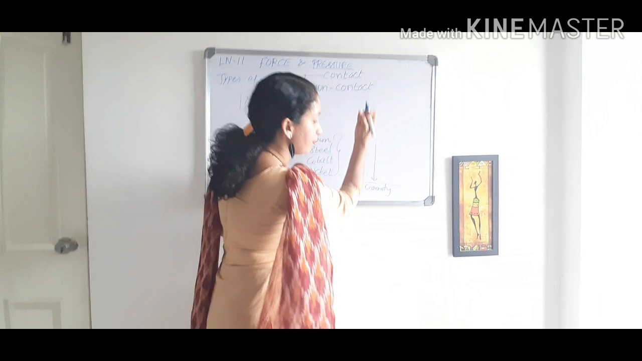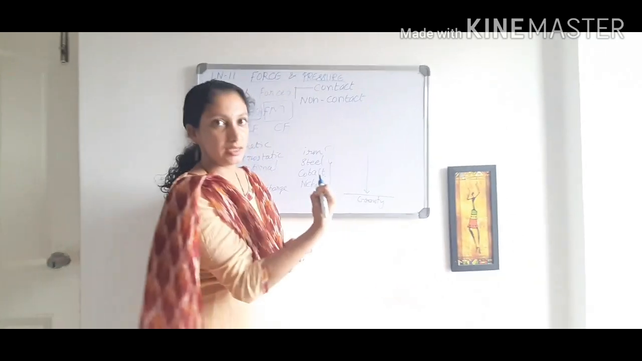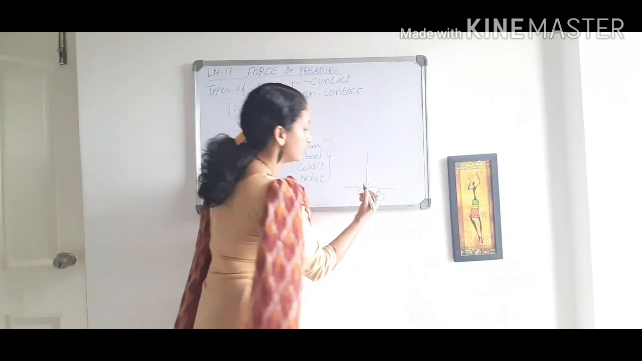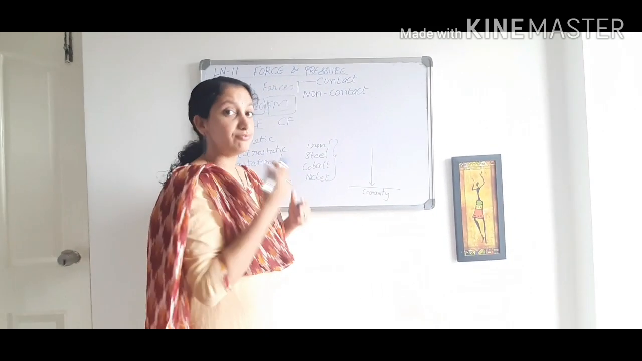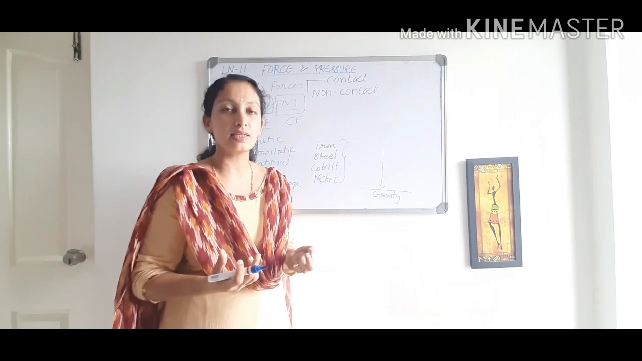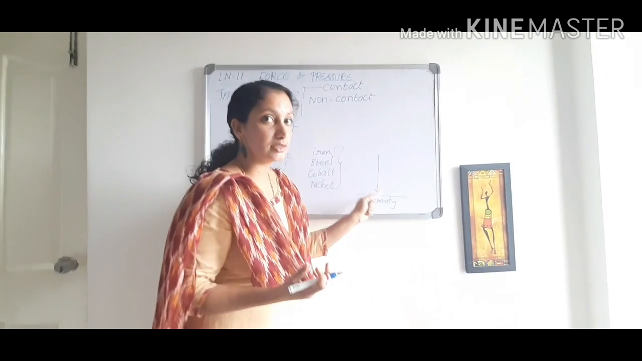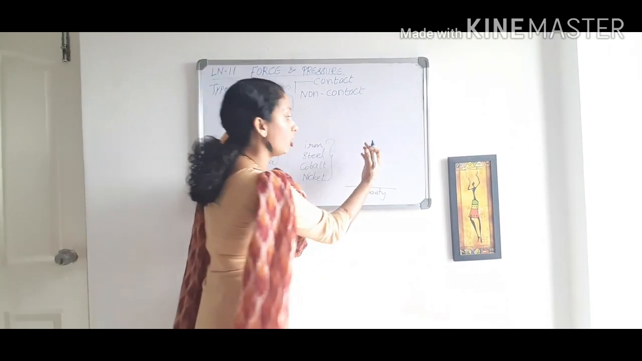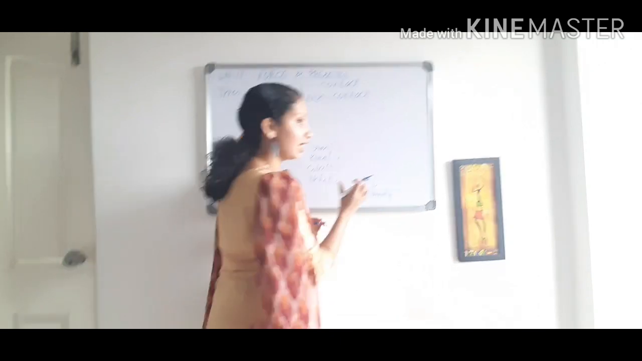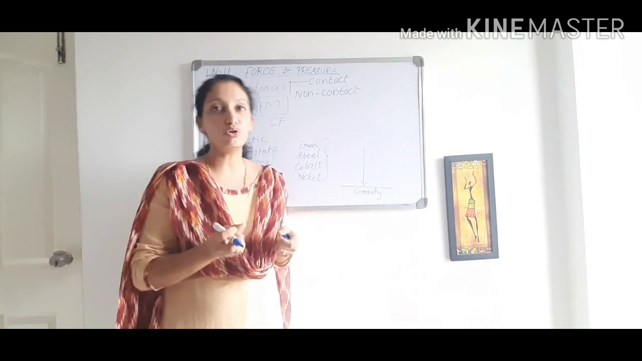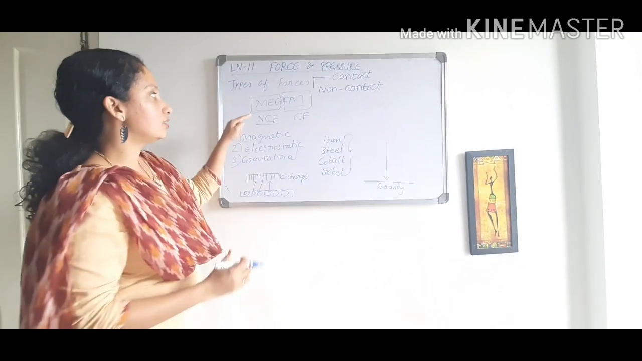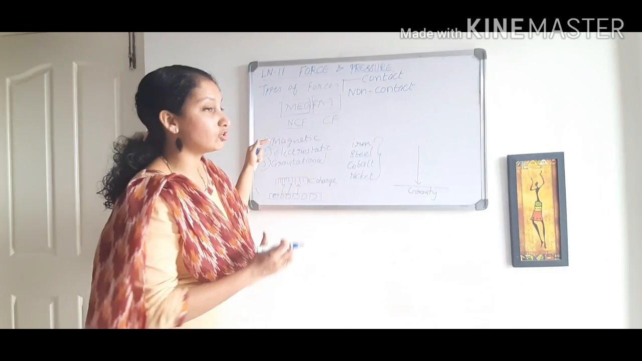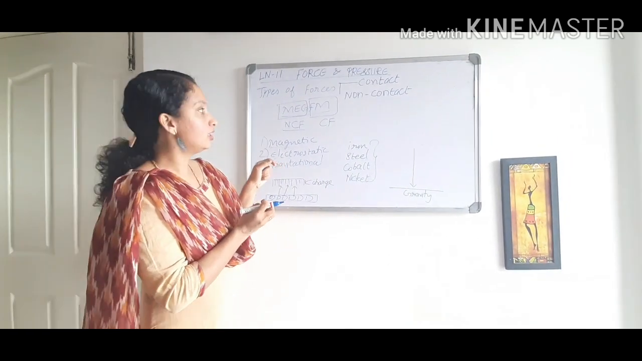So the objects are pulled towards the earth due to this gravity. If the object has mass, it is attracted towards the earth because of this gravity. That force which makes the object attract towards gravity is called gravitational force. These three you can call non-contact forces because there is no contact between the objects.